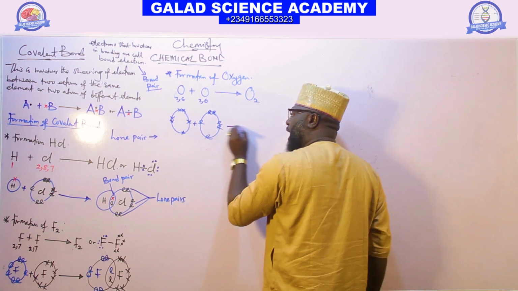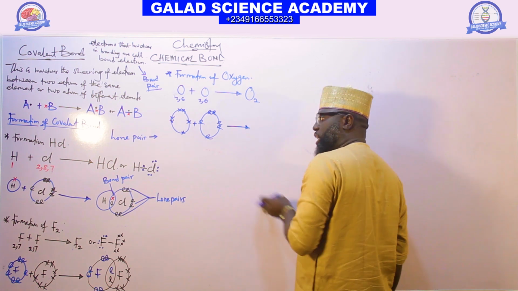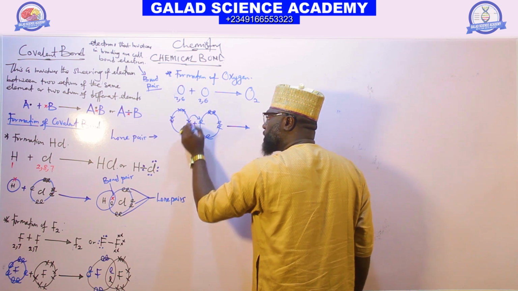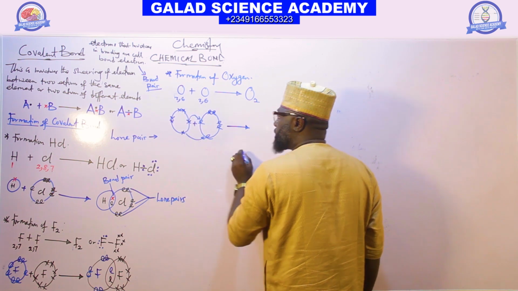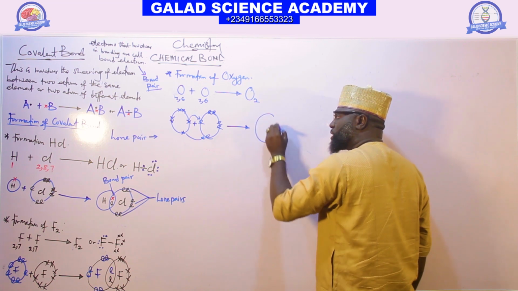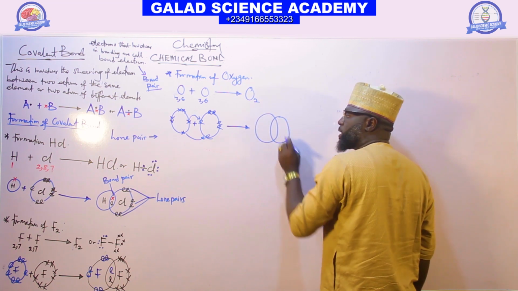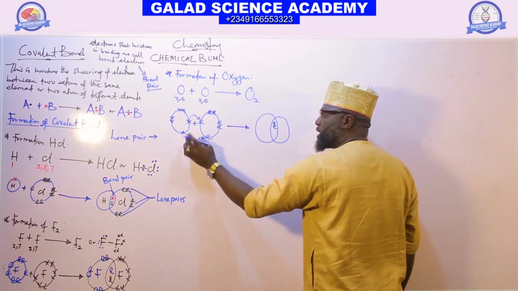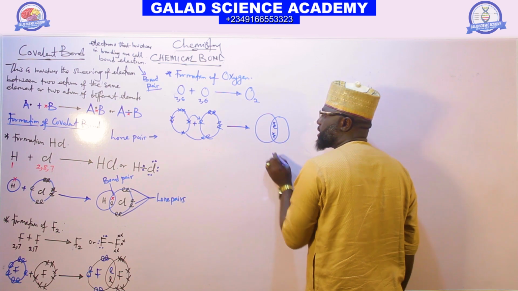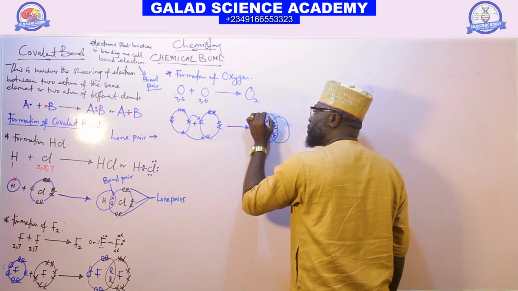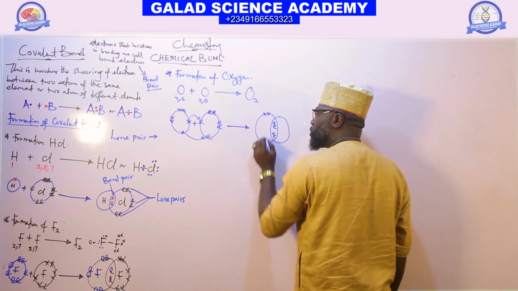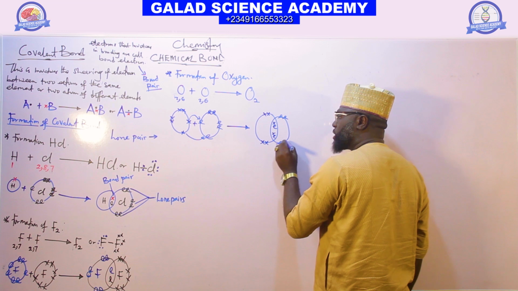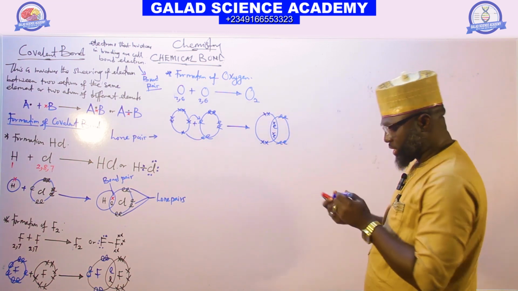So if they now react together, they will share the electrons. This one will share with this, and this will share with this. So by sharing, we have a structure like this. This one shares with this, we have XE. This shares with this, we have XE. What remains here is 1, 2, and 1, 2 on this one.